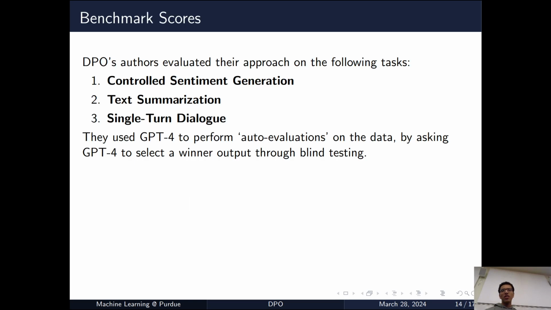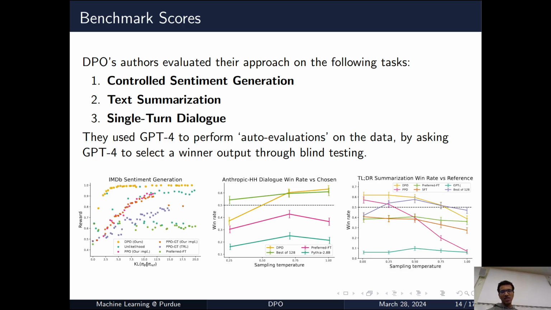I am going to very much just hand wave over the results. We have the following tasks: controlled sentiment generation, text summarization, and single-turn dialogue. GPT-4 was used to perform automatic evaluations on the data, which I think is a little bit lazy, but anyways, overarchingly it shows that DPO works.